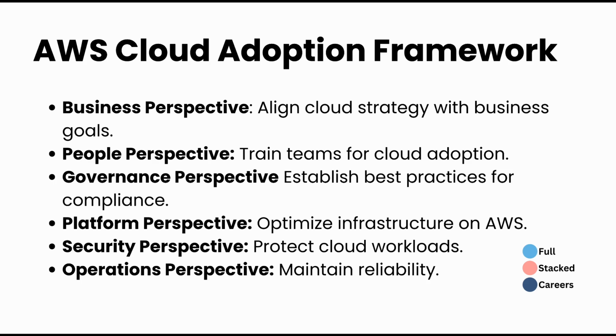Next up, we have the governance perspective. So this looks at how we can establish best practices for compliance within the cloud. Then we have the platform perspective. How can we optimize our infrastructure on AWS? Then we have a security perspective. How can we protect our cloud workloads? And then we have the operations perspective, which is how can we maintain reliability and performance within the cloud?